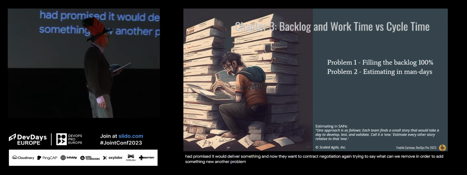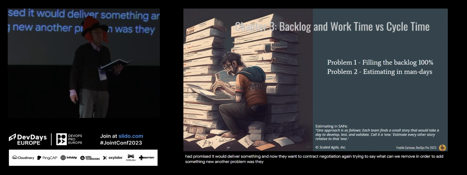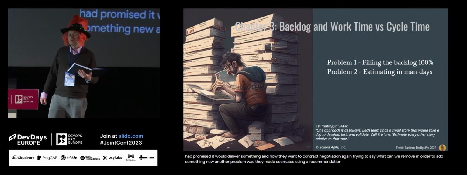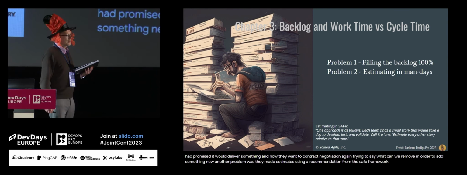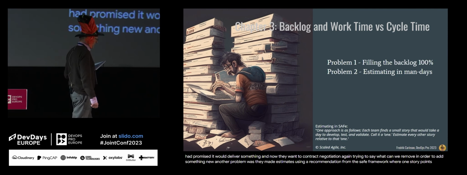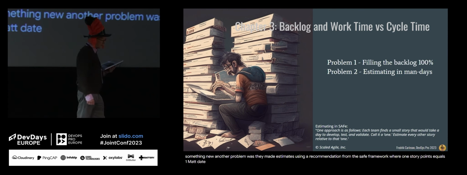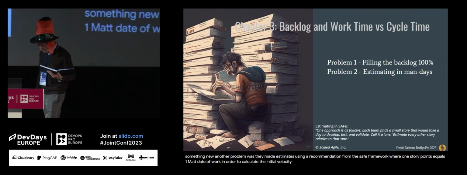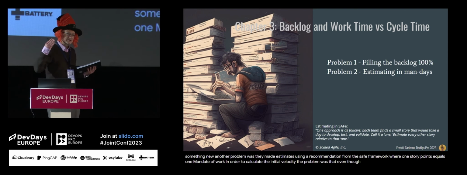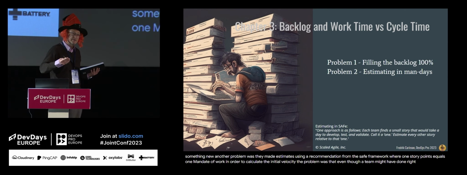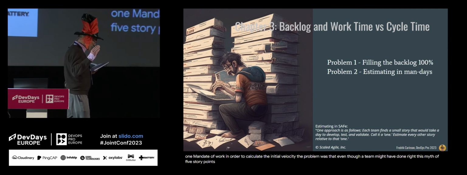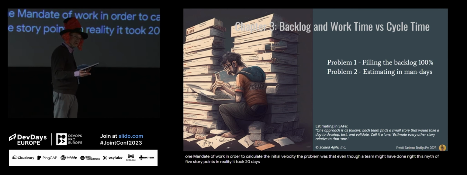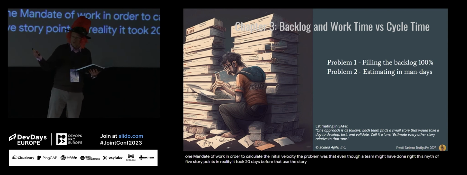Another problem was they made estimates using a recommendation from the SAFe framework, where 1 story point equals 1 man day of work in order to calculate initial velocity. The problem was that even though a team might have made the right estimate of 5 story points, in reality, it took perhaps 20 days before that user story was in production.